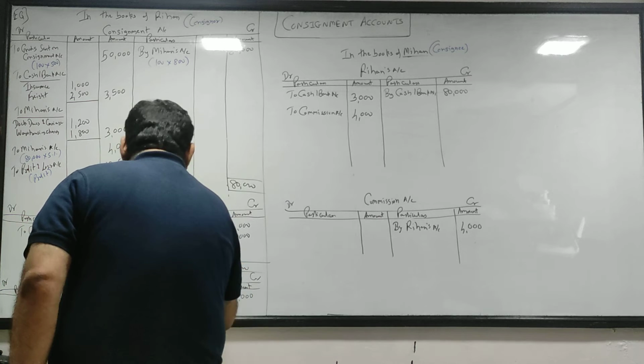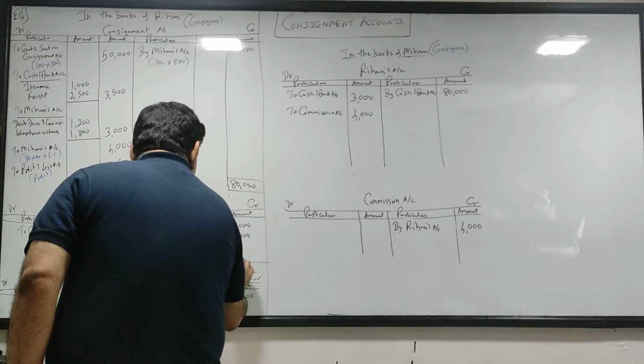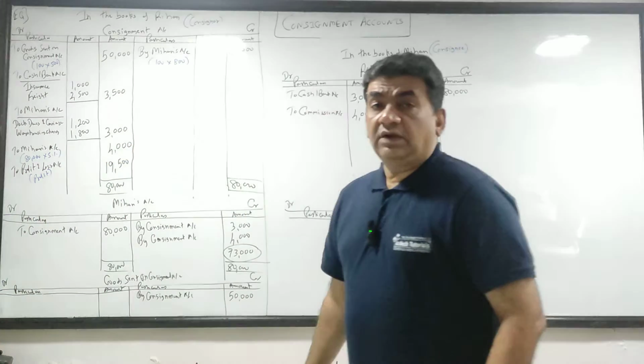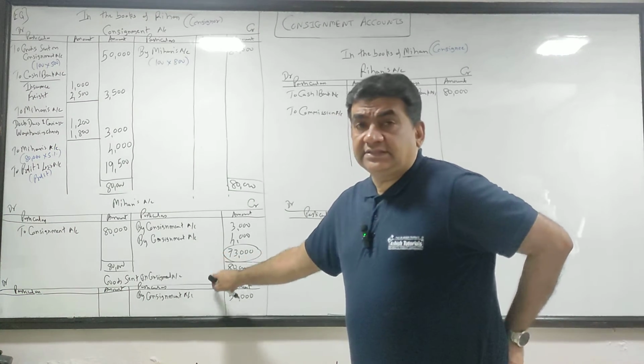डेबिट ज्यादा है, 80 minus 7, 73,000. Okay, now listen, ये 73 है. What to write against this?